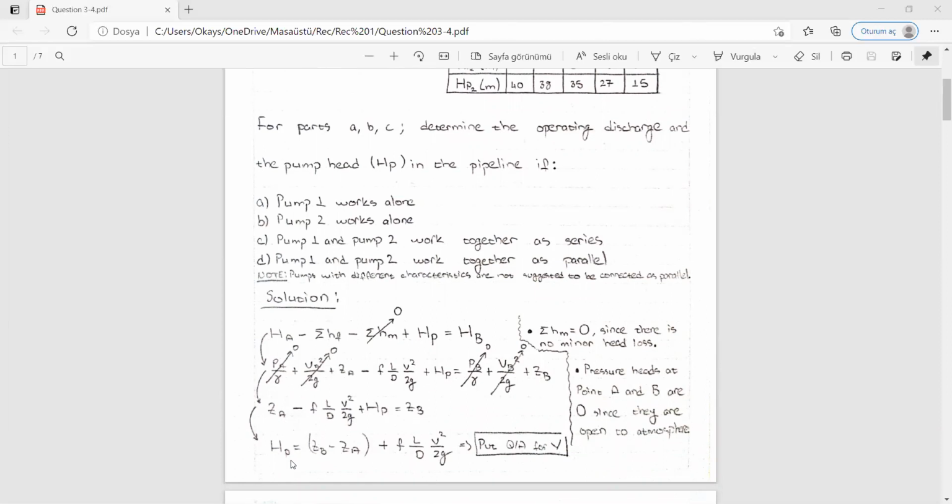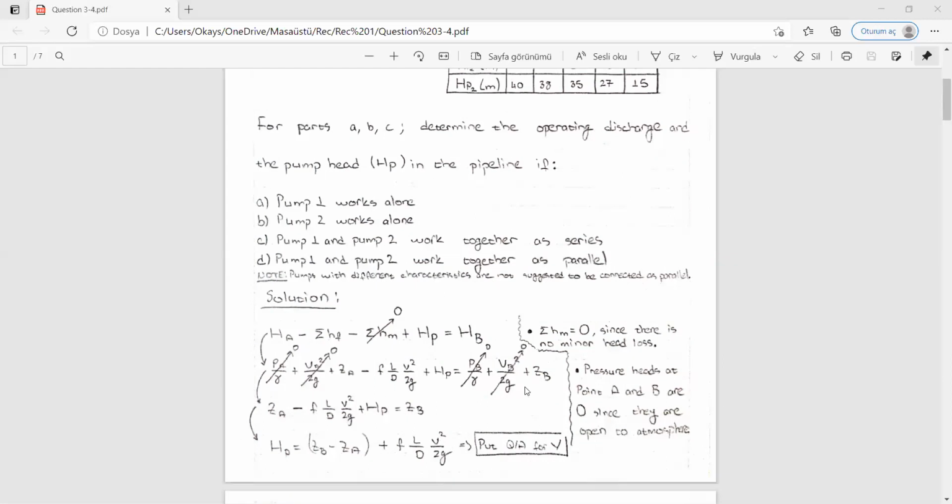So I want to write an equation for the pump head, right? So I leave the pump head alone and throw the elevation head at point A and the major head loss to the other side of the equation. So what do we get? Pump head will be equal to elevation at point B minus the elevation at point A. I took them into parentheses. You don't have to, but it makes it easier for me to see. And plus the major head loss.